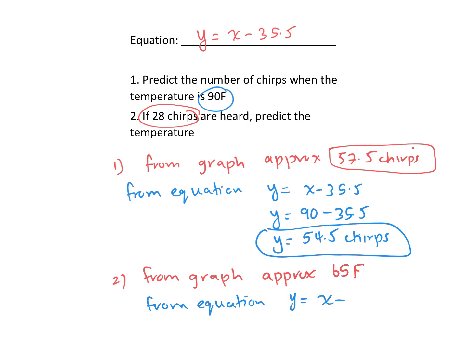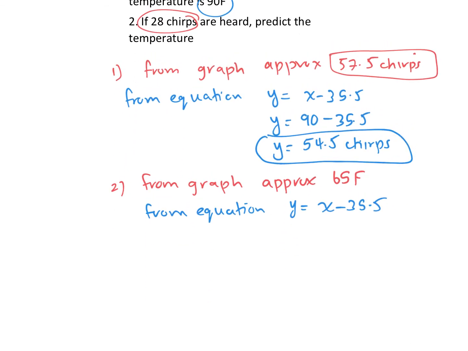So the equation was x minus 35.5. This time we have the number of chirps, which is the final value. So 28. So if I want to solve for x, I would have to do the opposite. So instead of subtracting 35.5, I would have to add. Remember, we did solving in a previous lesson. And so x will be, so 28 plus 35.5 is 63.5.